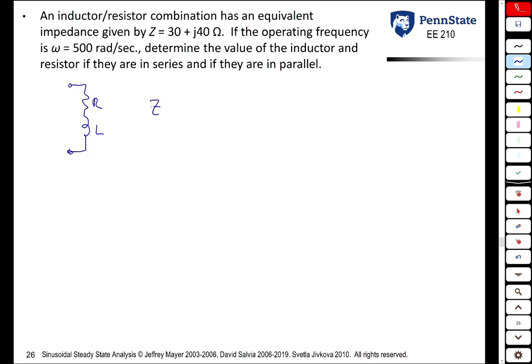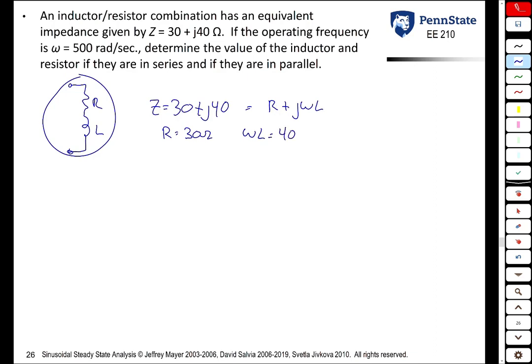So in series, if the impedance is 30 plus j40, and we have this situation here, that's just R plus j omega L. So we can immediately read off that the equivalent resistance is 30 ohms. We also know that omega times L has to be 40, but omega is 500 radians per second. So solving for L, you get 80 millihenries. So one solution would be a series combination of a 30 ohm resistor and an 80 millihenry inductor.